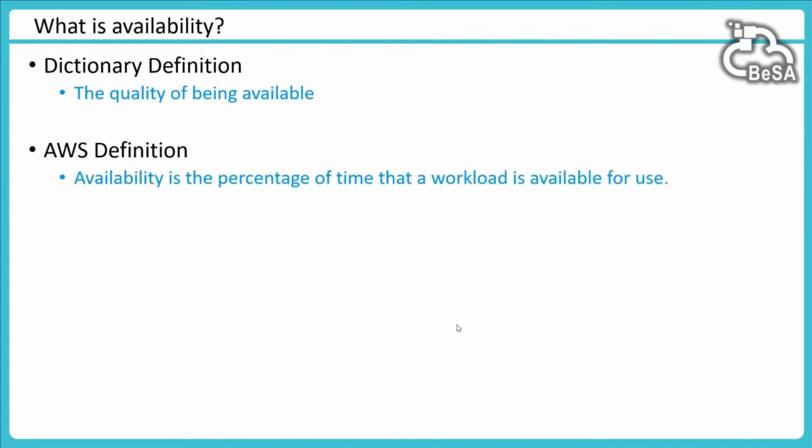When I go to technical terms and talk about the AWS definition, it says availability is the percentage of time that a workload is available for you. So if it is available, can I access it? Can I perform some operation on the workload? Can I get the output I'm expecting? That is what we mean by being available. So availability is the percentage of time that a workload is available for use.